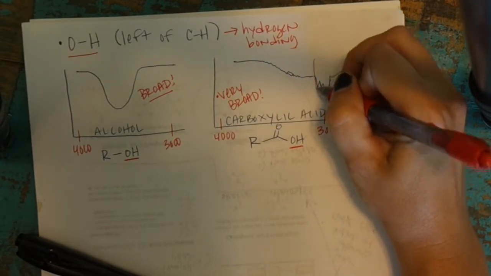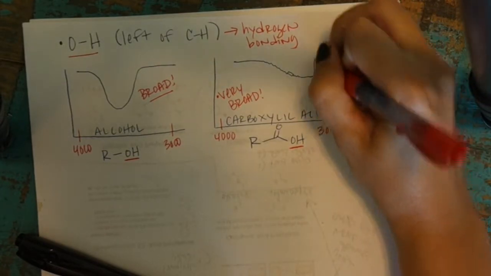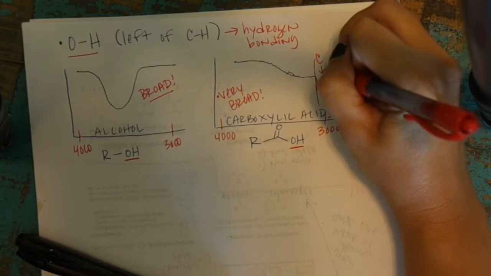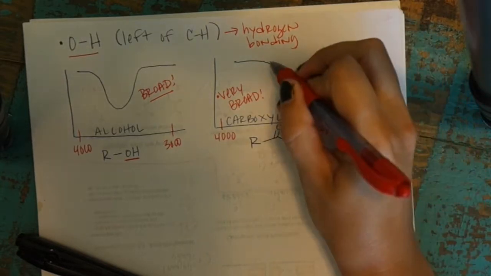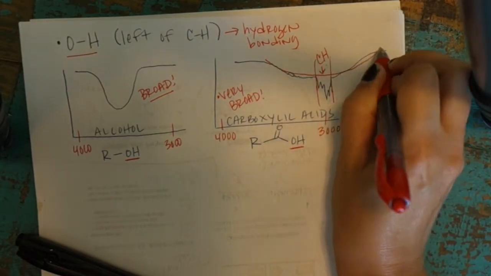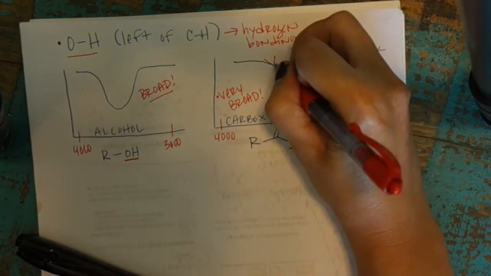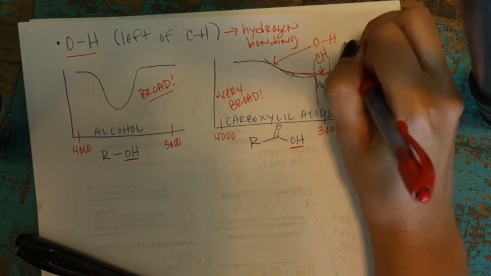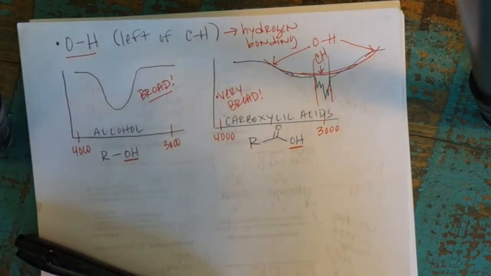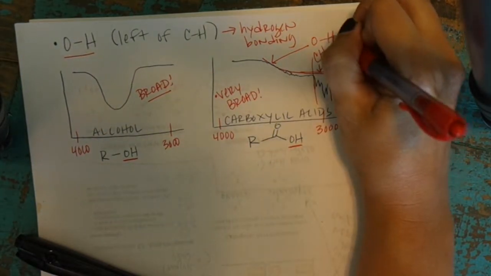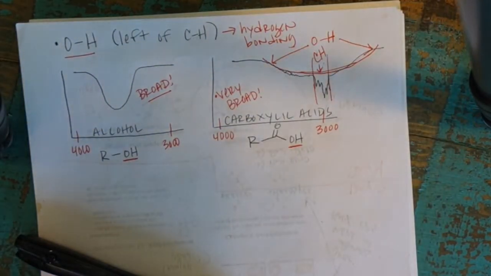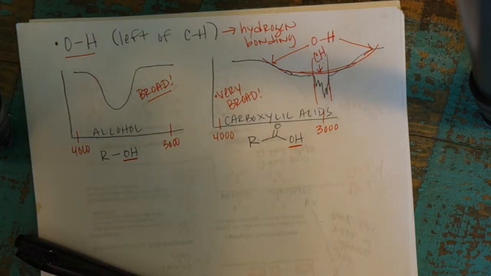Because here, this is your CH region. But then this big dip here that's going across it, that whole region is your OH from your carboxylic acid. And so it'll look a little funky, and sometimes it's hard to see, and if you're not looking for it, sometimes people miss it and they won't even realize that they have a carboxylic acid. So that's one that you want to be on the lookout for.